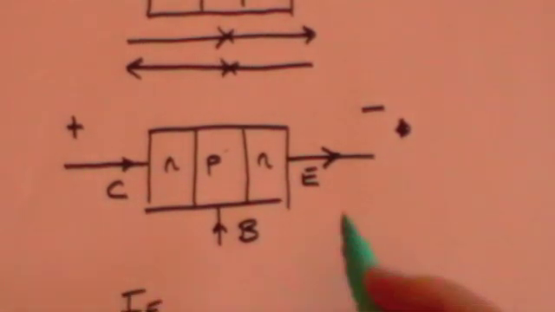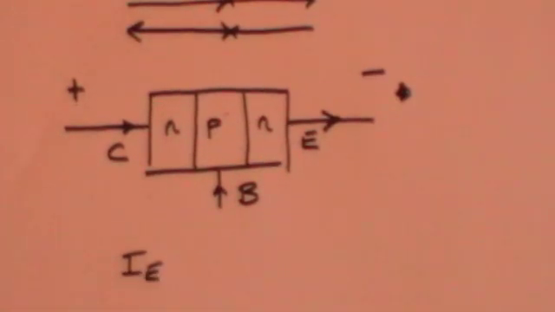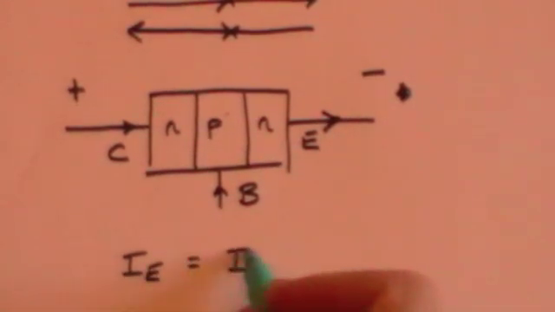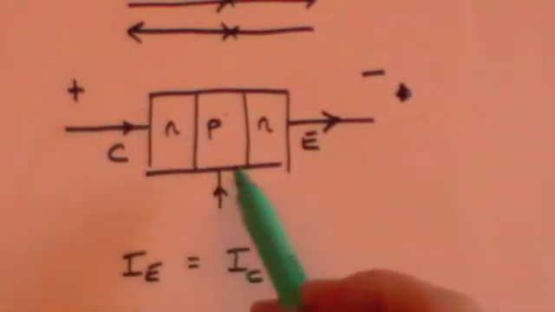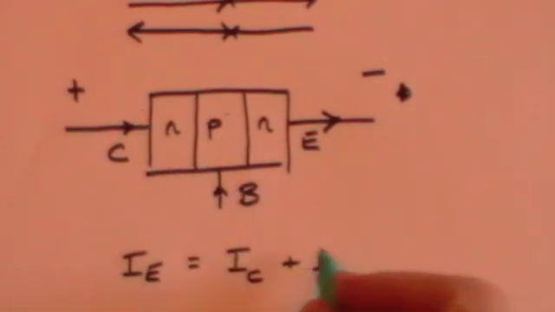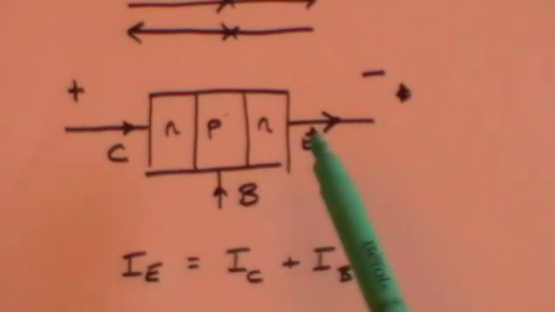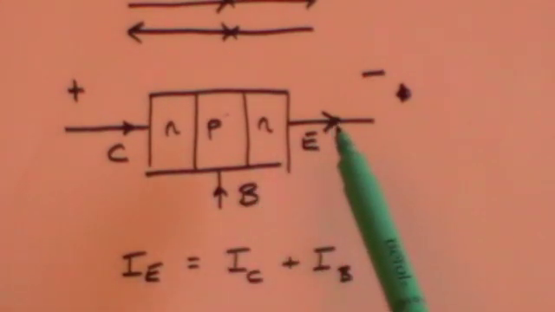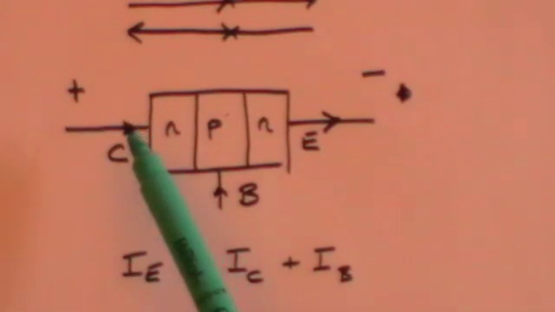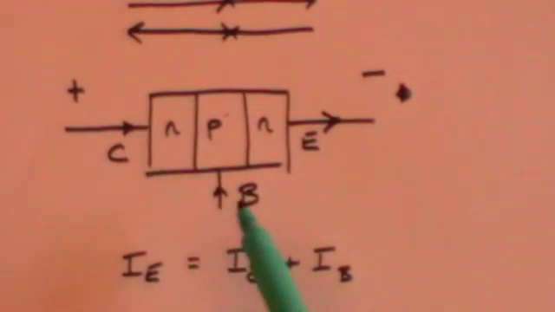And just so you know, the current out of the emitter will equal the current in to the collector plus the very small current that comes in through the base. Now that is always a small current, so in practical terms the current coming out of the emitter is of the same order of the current that goes into the collector, because this current is going to be very small.